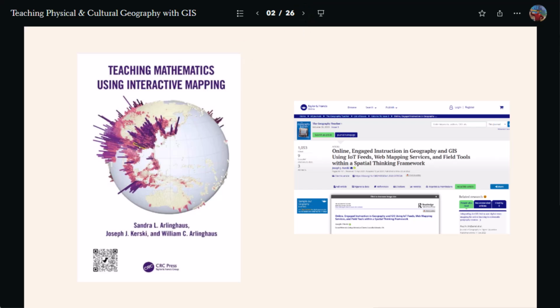The bulk of my teaching and research career has been focused on the implementation and effectiveness of GIS in teaching and learning. As an example, my colleagues and I just finished this book on teaching mathematics using interactive mapping, with 65 new activities, not just for math teachers and instructors, but also for geography, economics, and other subject instructors. Shown here is one of my research articles on this important topic.